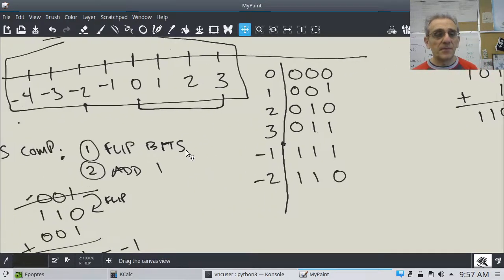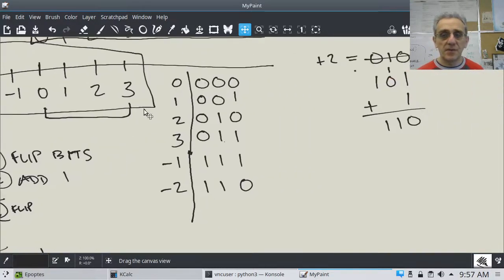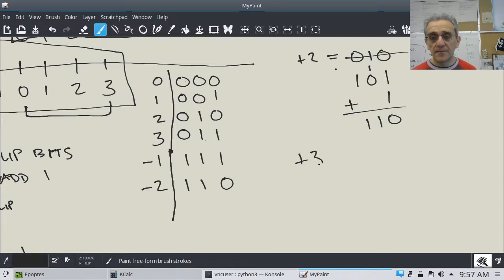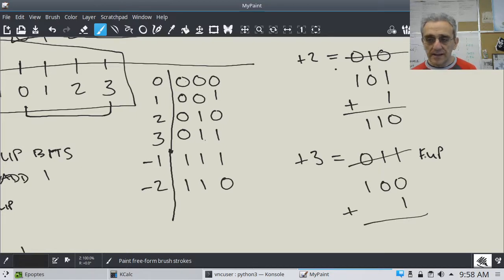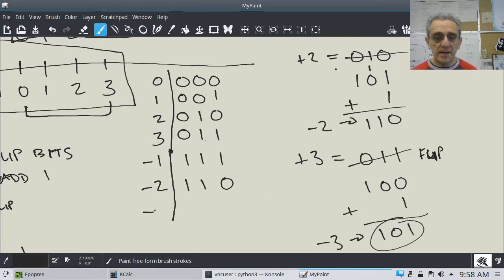Let's do the next one. How about negative 3? What's positive 3? Positive 3 is equal to 0, 1, 1. Now let's flip the bits: 1, 0, 0. And then let's add 1. We're not adding this one. Therefore, it's 1, 0, 1, and that is negative 3. This one was negative 2. So let's put that in. Negative 3 is 1, 0, 1.